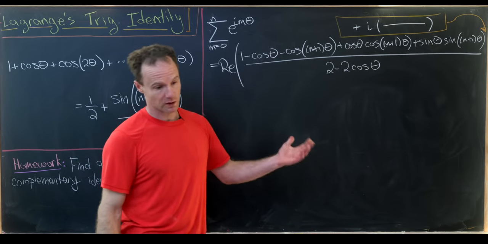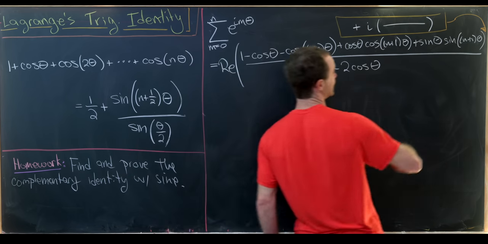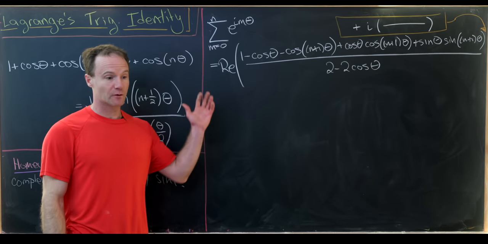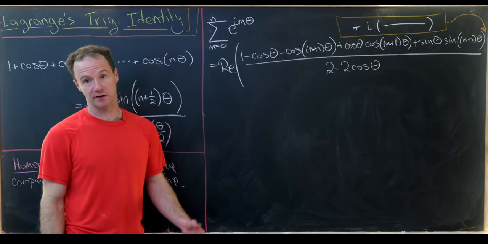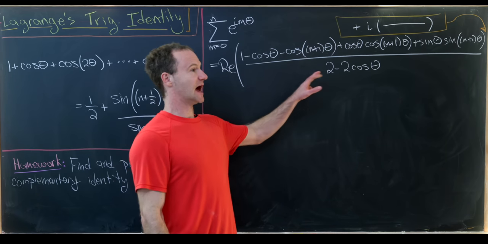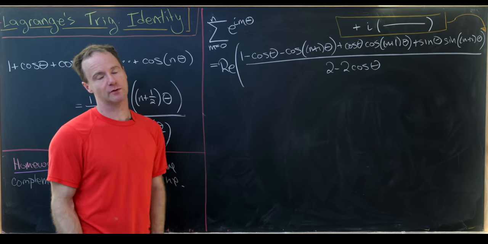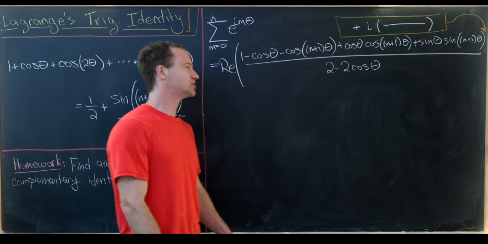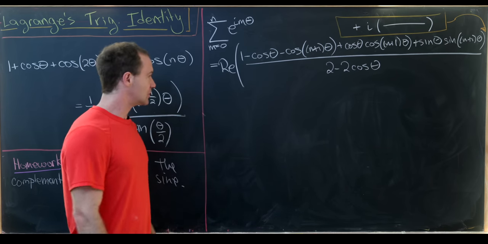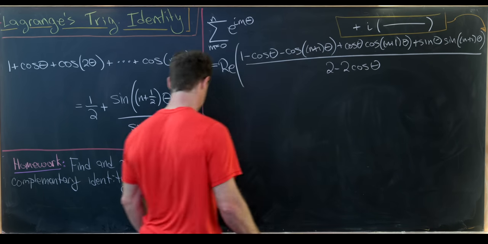And then there's more. But luckily, everything else is attached to our imaginary number i. So I'll just write that as plus i times a bunch of stuff. And we don't care what that stuff is because we're about to take the real part. And of course, if we take the real part, we don't care about the imaginary part. And then after multiplying by the conjugate of the denominator, our denominator will only have a real part. That was the whole point. So we have 2 minus 2 cosine theta in the denominator. Okay, so now I'd like to notice that we have 1 minus cosine theta, 2 minus 2 cosine theta.